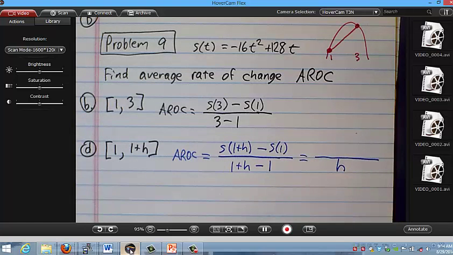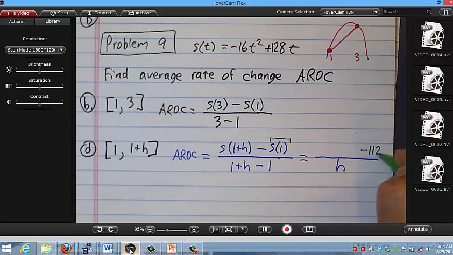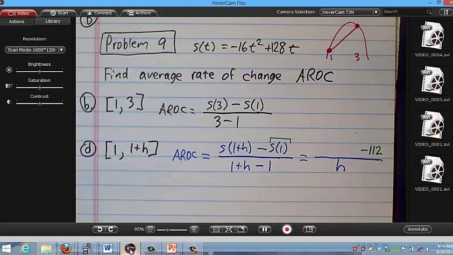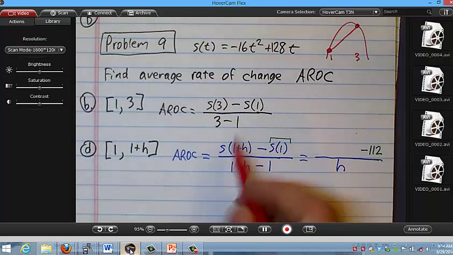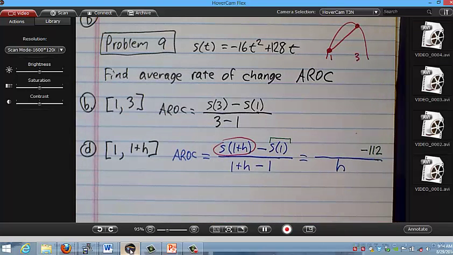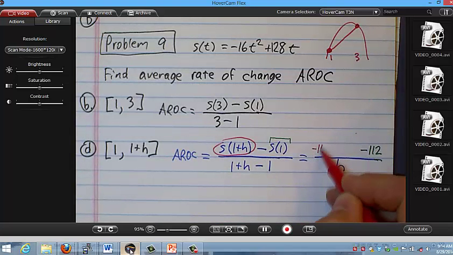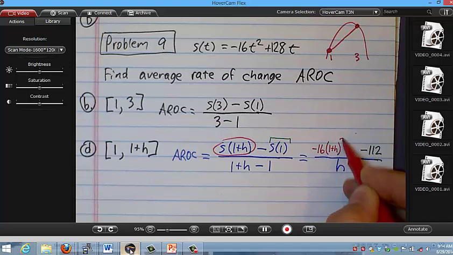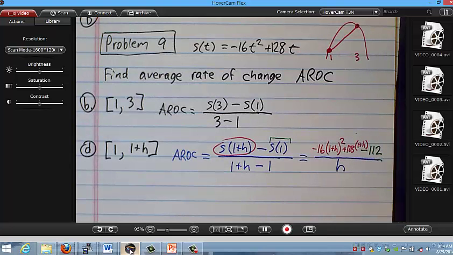Now, I guess that numerator we better work on a little bit. I always tell people when they're simplifying something like this, work on this one first. We know what S of 1 is already. 128 minus 16, so what is it? 112? Is that what it is? So we are going to subtract 112 from whatever we get for S of 1 plus h. Now, that's a little more work. What I have to do for S of 1 plus h is I'll have to do negative 16 times 1 plus h squared plus 128 times 1 plus h, and I'm running out of room. So I better spread it out a little bit on the next line.